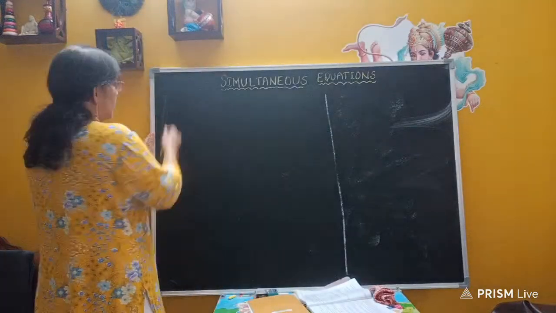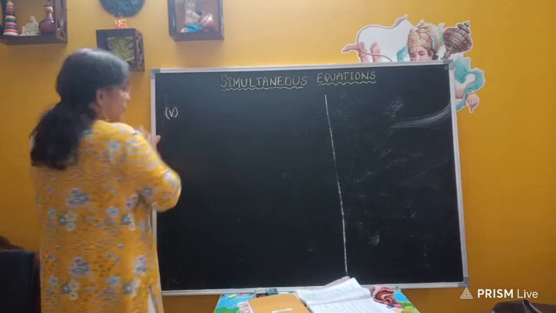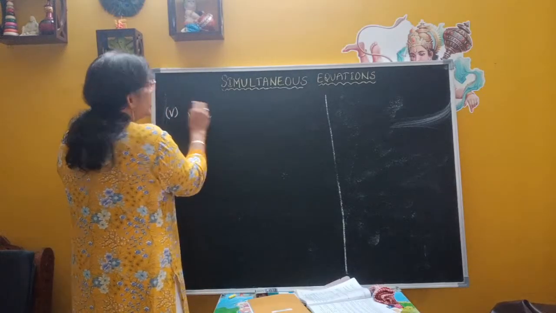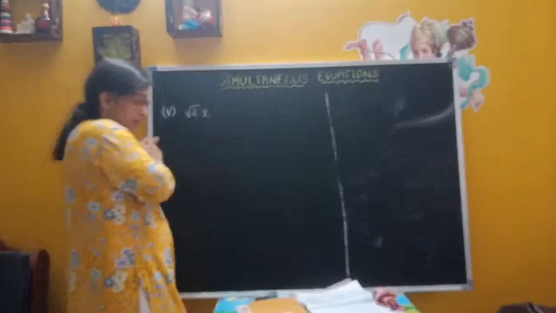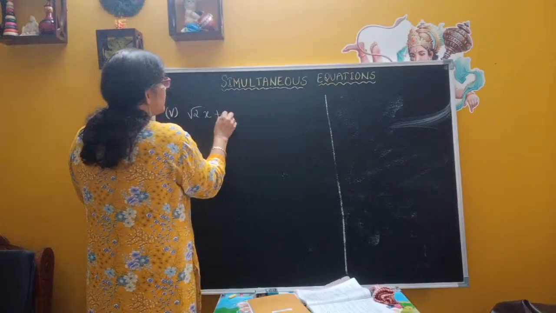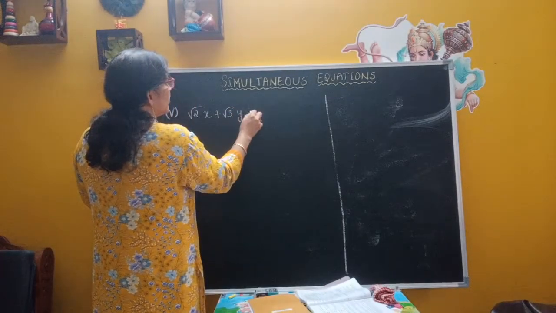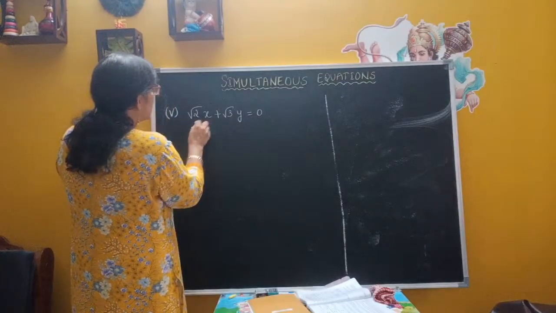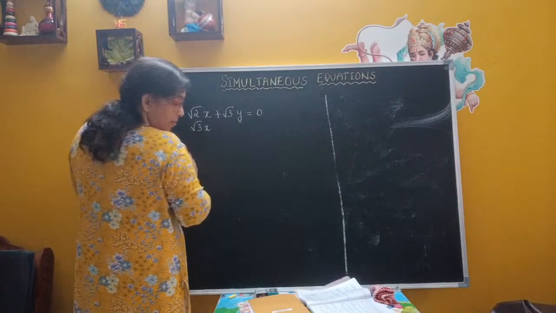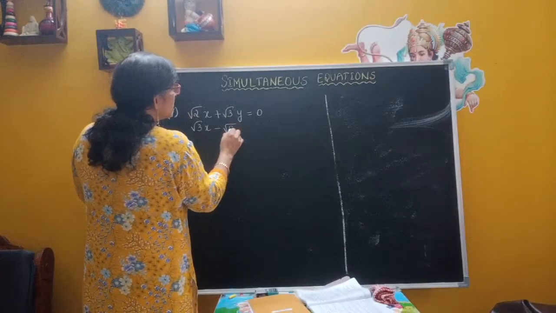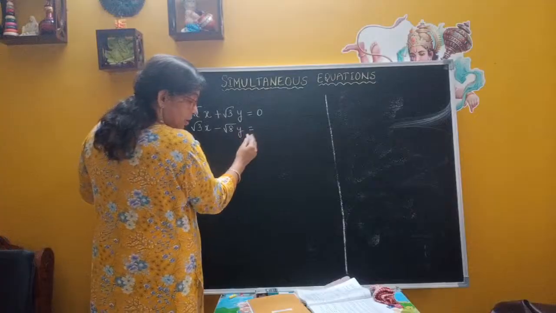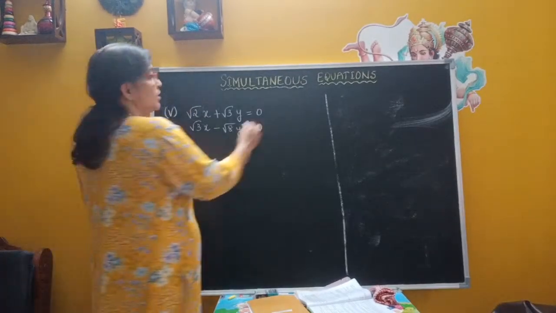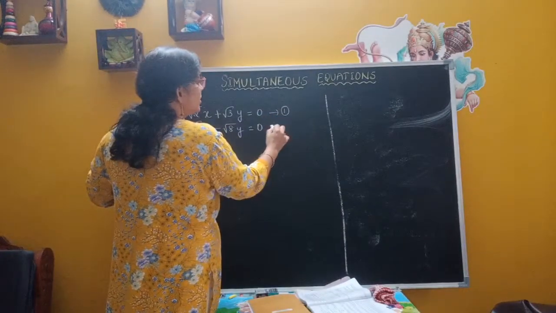Okay, fifth one. Given equations are root 2x plus root 3y is equal to 0 and root 3x minus root 8y is equal to 0. I am taking a little harder one because here we have irrational numbers. We have a pair of linear equations. Let us assume this as equation 1 and equation 2.